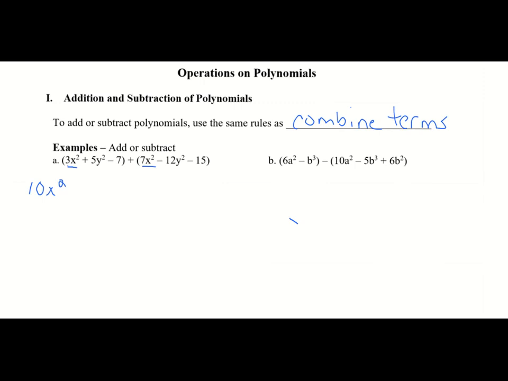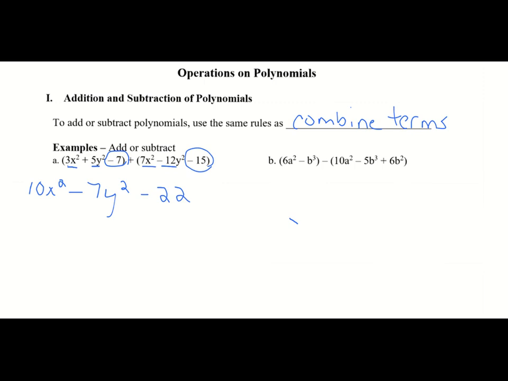Plus or minus, let's see. Next we have 5y squared and negative 12y squared. So negative 12 plus 5 will give me negative 7y squared. And then our constant terms are negative 7 and negative 15. So if I add those together, it's going to give me negative 22. And that will be our final answer there, 10x squared minus 7y squared minus 22.